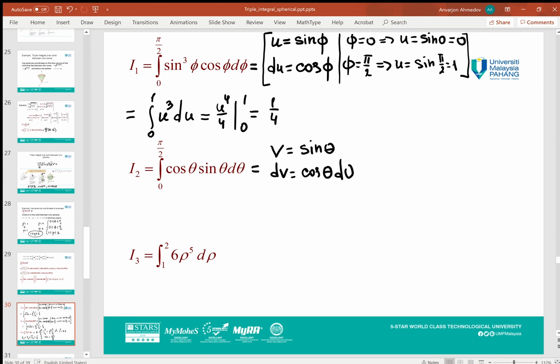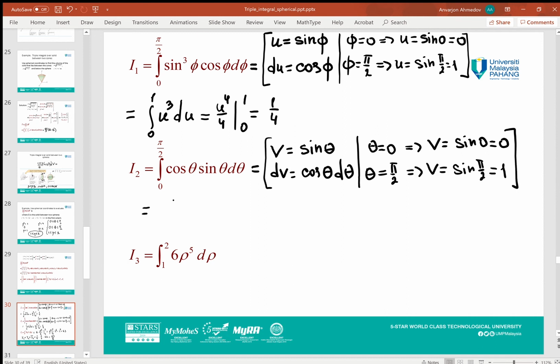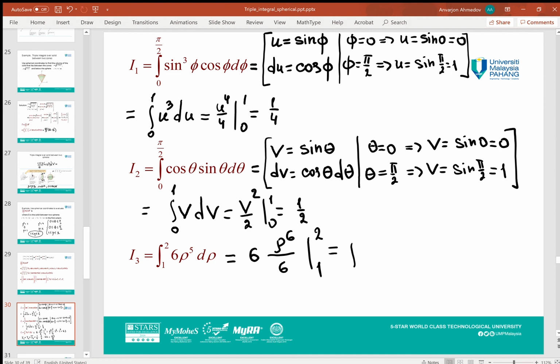In the second integral, we replace sine theta by v. Then dv will be cosine theta d theta, and the limits accordingly change to 0 and 1. You can see this from the calculation. Then our integral becomes the integral from 0 to 1 of v dv. The integral gives v squared over 2, which results in 1 over 2.